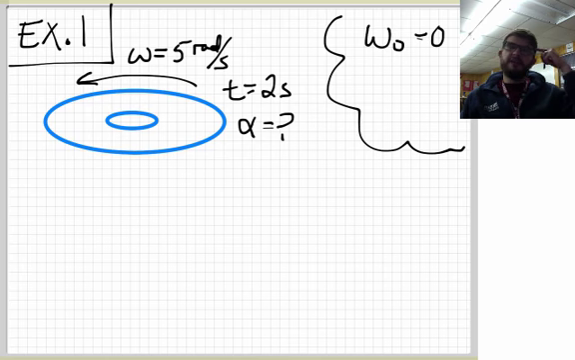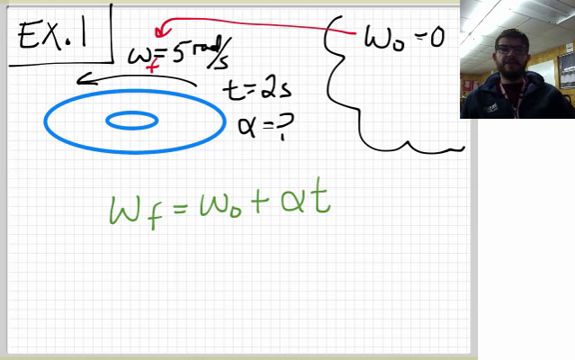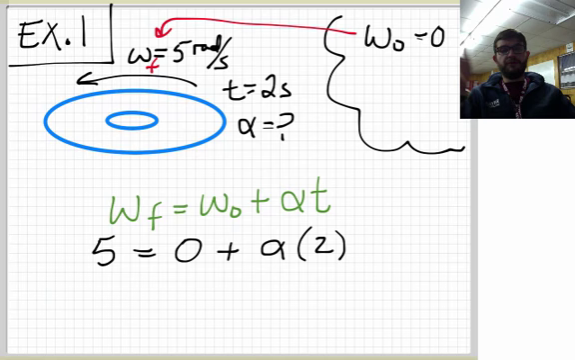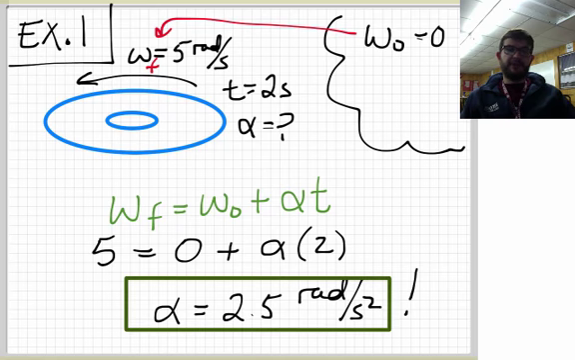So in my head, I'm thinking, okay, when I put it in, it wasn't spinning. So I know the initial angular velocity was 0. That means my 5 rads per second is a final angular velocity. The only equation I can think of that has all of those is omega final equals omega initial plus alpha t. When I plug in numbers, I get 5 equals 0 plus alpha times 2, which is really easy. Alpha is 2.5 rads per second squared.